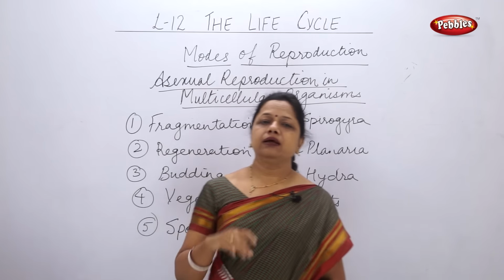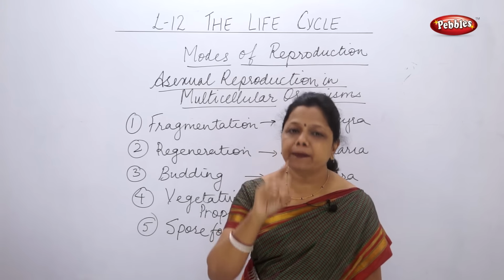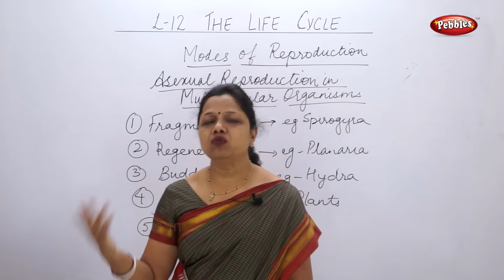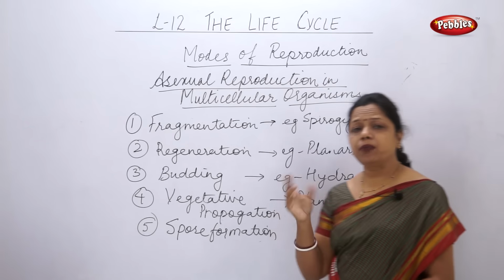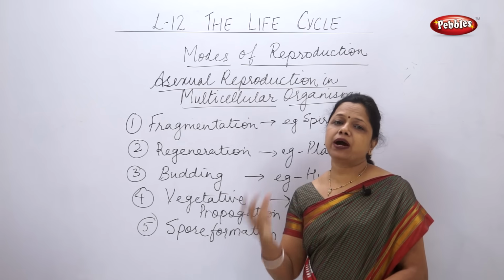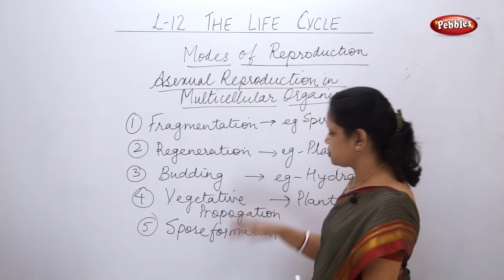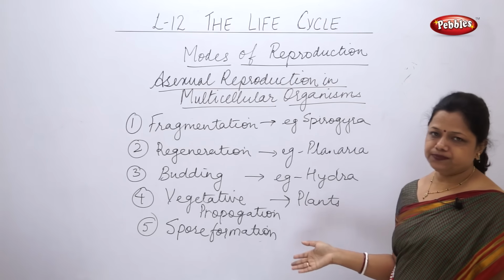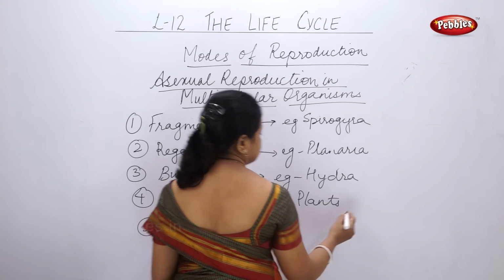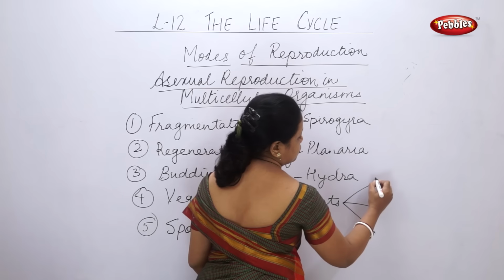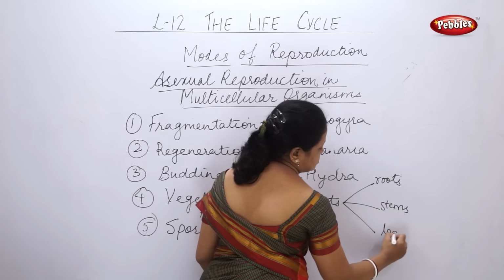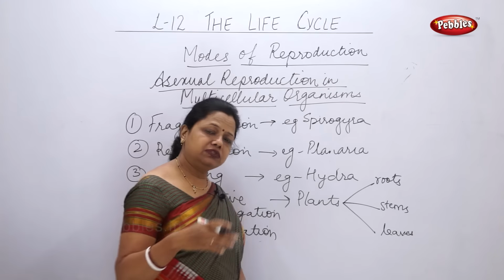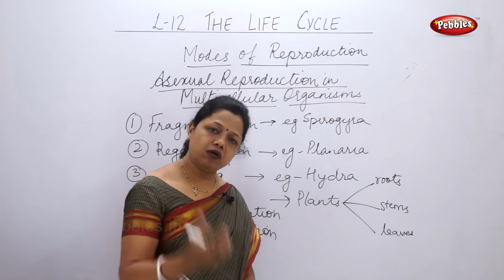What I am trying to tell you is that each part of the plant has the capability of generating a new plant, and that type of propagation or reproduction where various parts of the plant are used is called vegetative propagation. Vegetative propagation can be done through roots, stems and leaves. All parts of the plant have the capability of generating a new plant of their own kind.